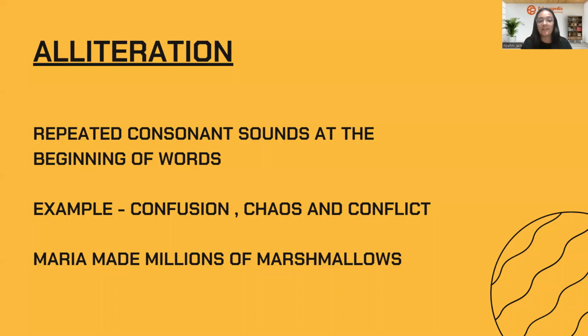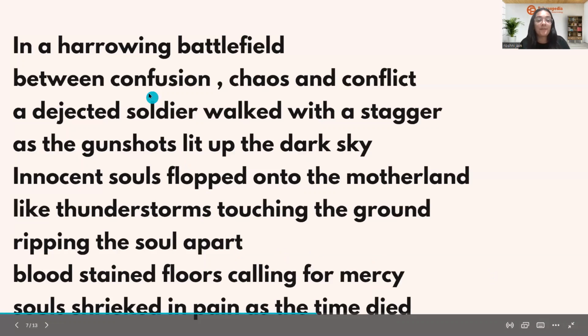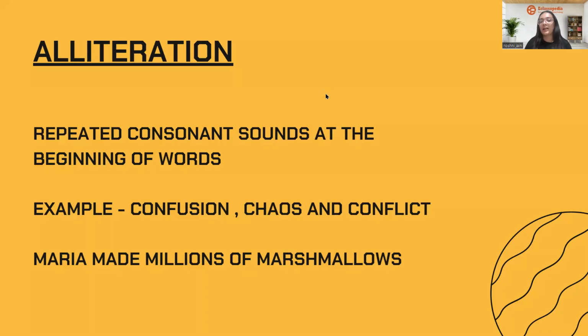So the first figurative language used in this poem is alliteration. Now what is alliteration? It is nothing but repeated consonant sounds at the beginning of words. Whenever a few words begin with the same initial, the same alphabet, it is called alliteration. For example, in the poem, Confusion, Chaos and Conflict, all three words start with the same alphabet, C. So it's an alliteration.